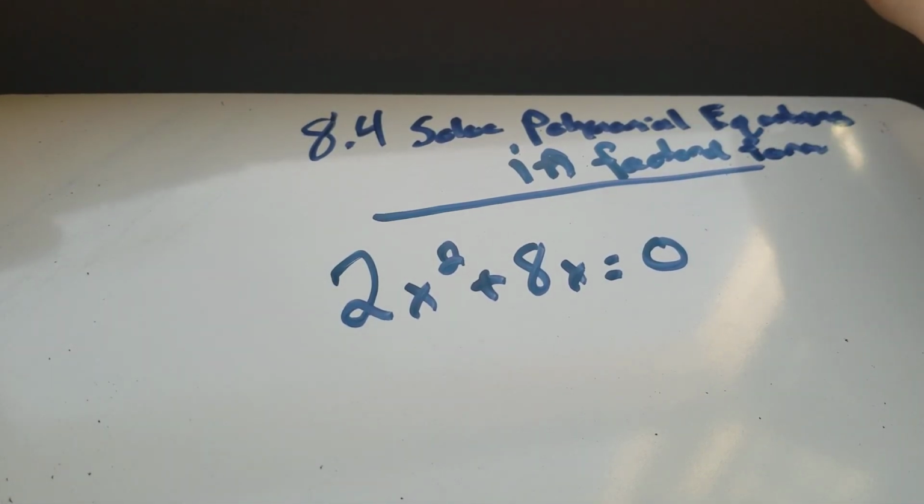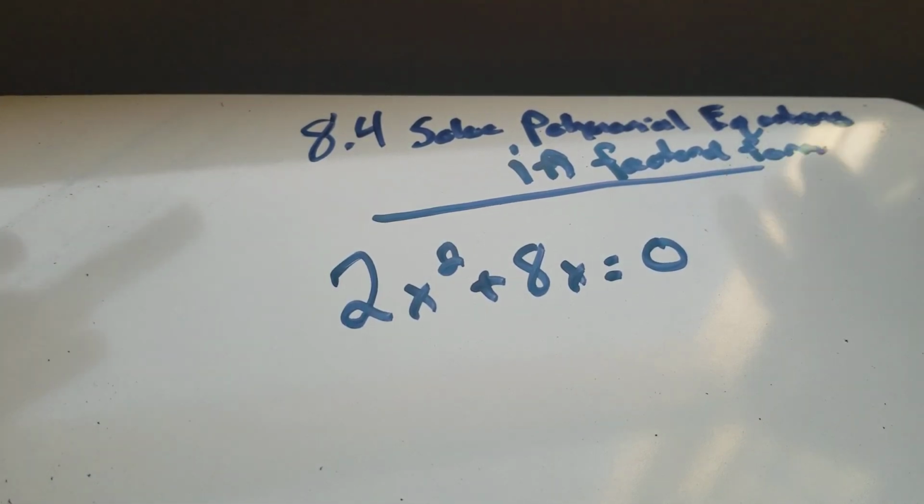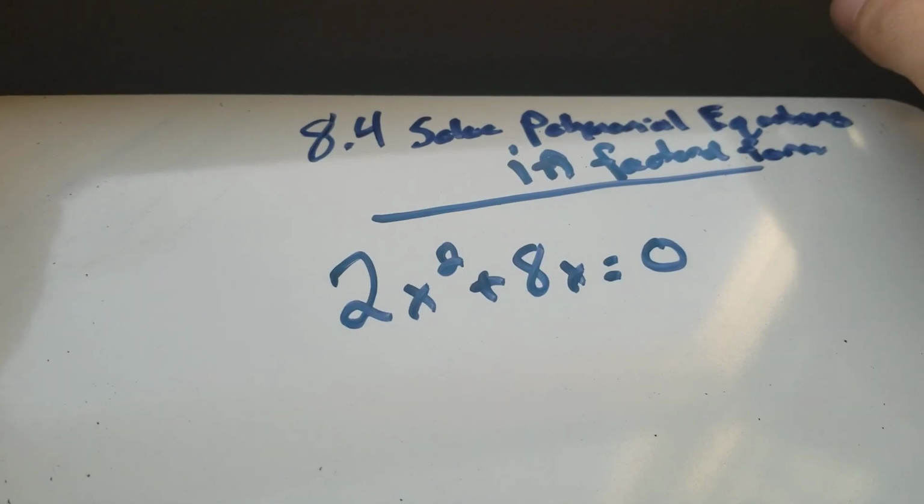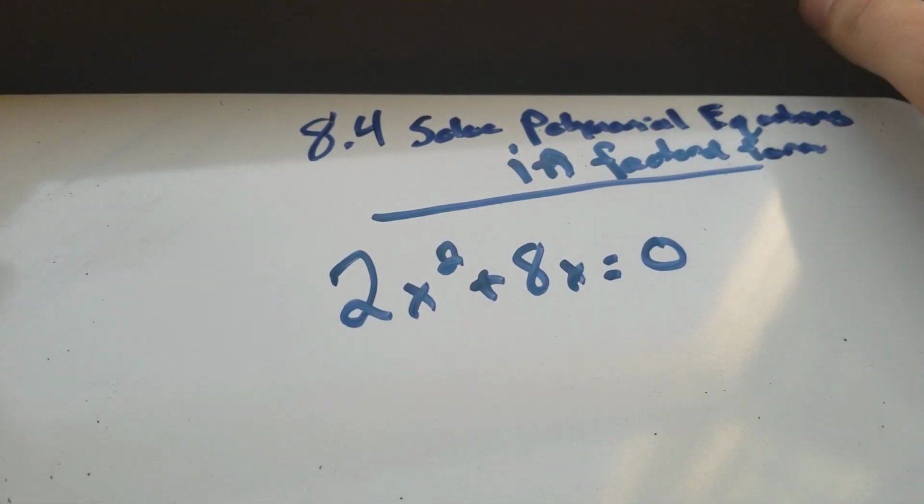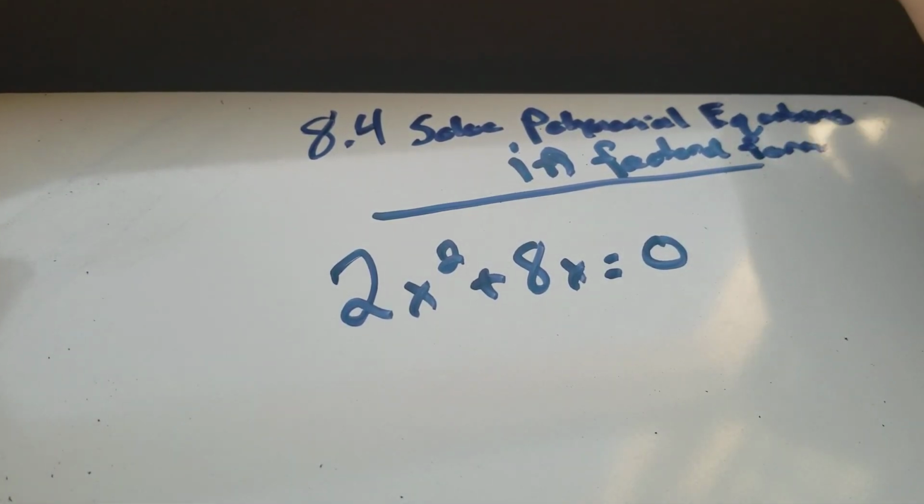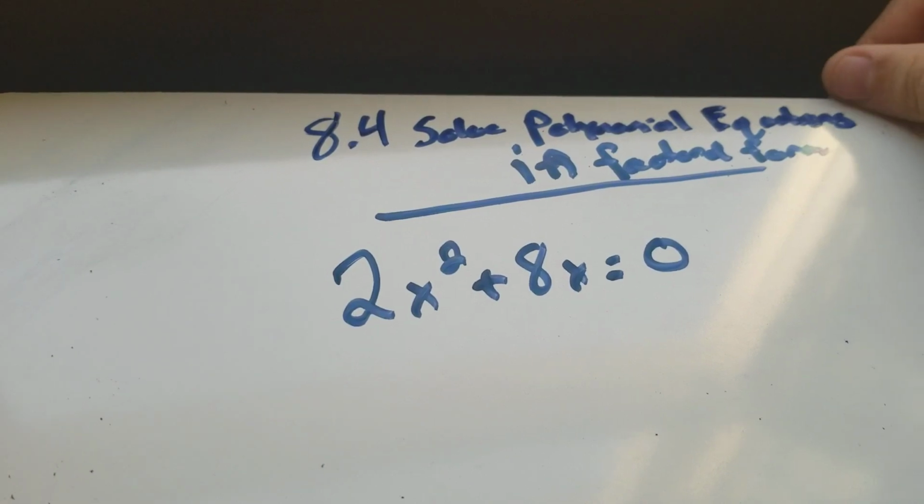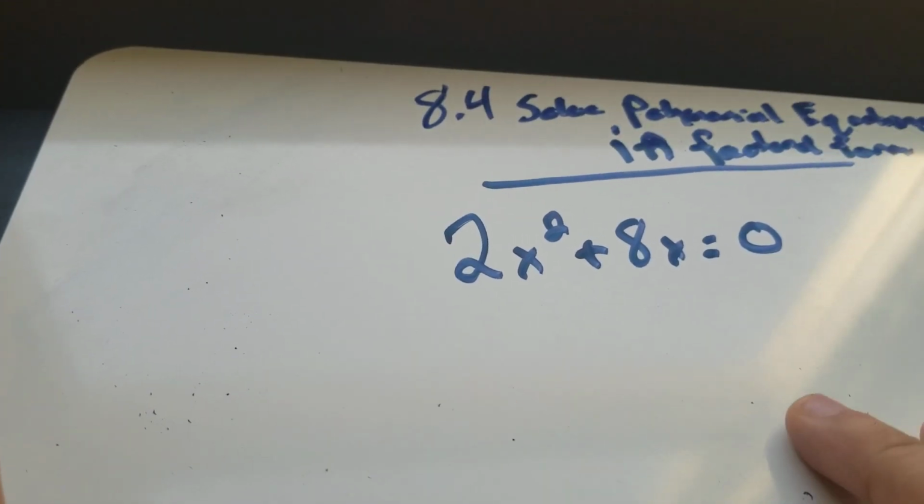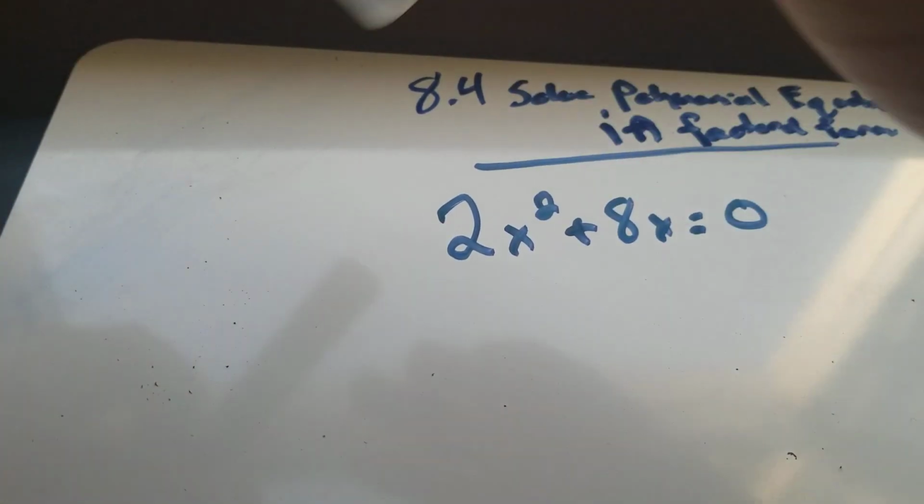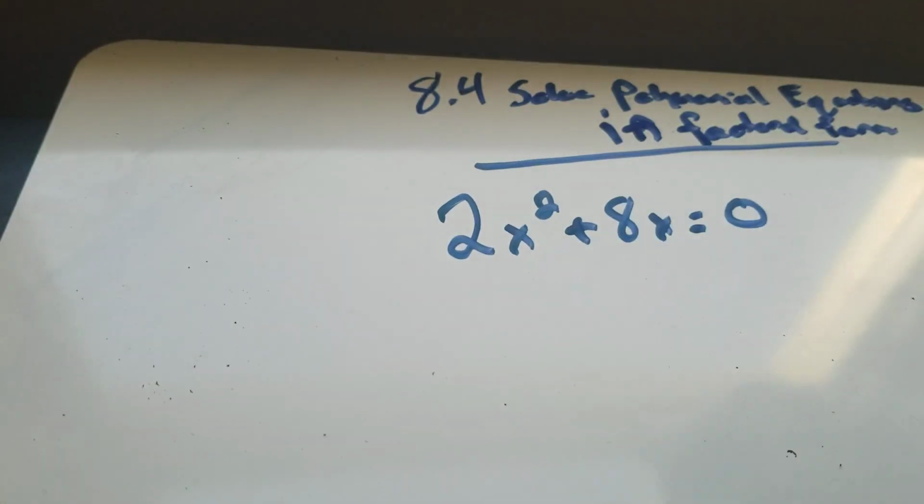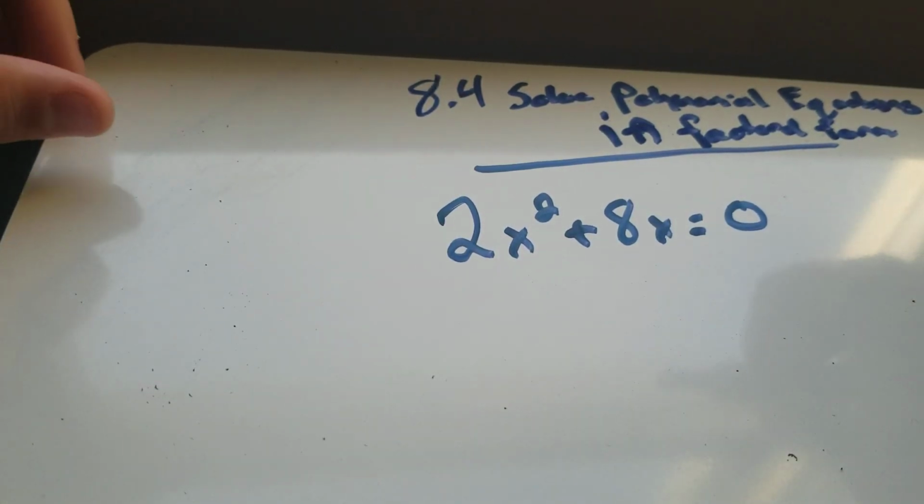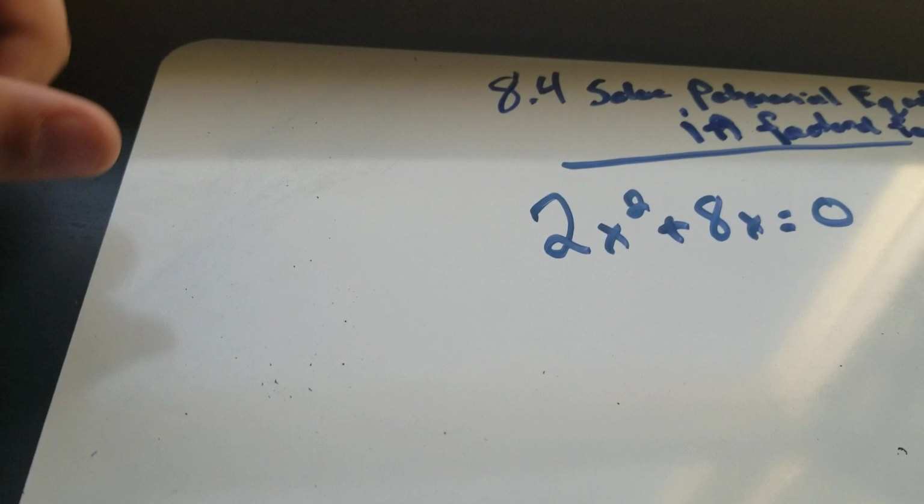All right. So 8.4, solve polynomial equations in factored form. So that's 2x squared plus 8x equals 0. What this type of question does is combine both taking out the greatest common factor and solving the parentheses stuff. So we're going to start off with taking out the greatest common factor. So step one, and I'll post this in the Google Classroom also, is take out any greatest common factors, or common factors, I should say.